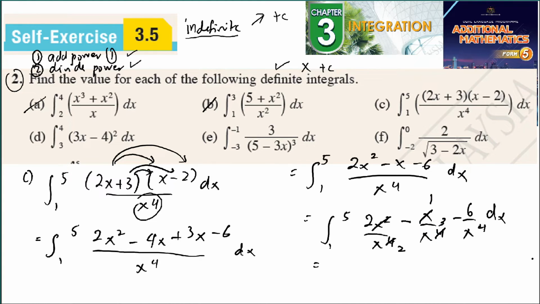Okay, so after you get this, to do integration, we know that the power must be up. So 2 over x squared is actually 2x to the power -2. We know to bring the power up, it will change the negative and positive. So this one is minus, 1 over x cubed, right? So it will become x to the power -3. And then minus 6 over x to the power 4, it will become 6x to the power -4 dx.